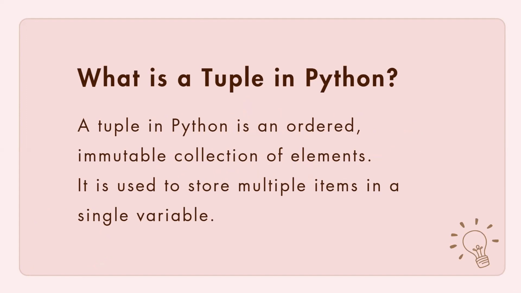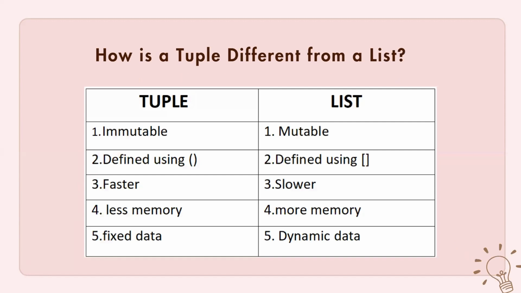A tuple in Python is an ordered, immutable collection of elements and it is used to store multiple items in a single variable. Tuples are defined using parentheses and their elements can be of different data types. And next one is, how is a tuple different from a list?